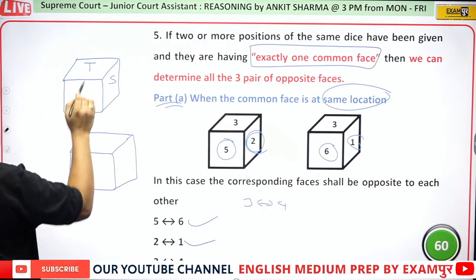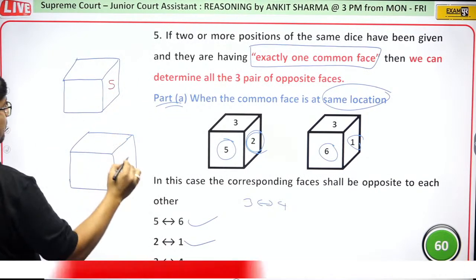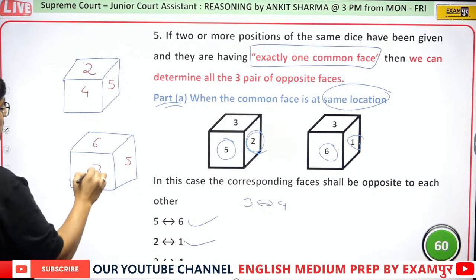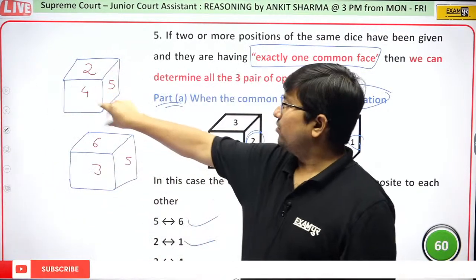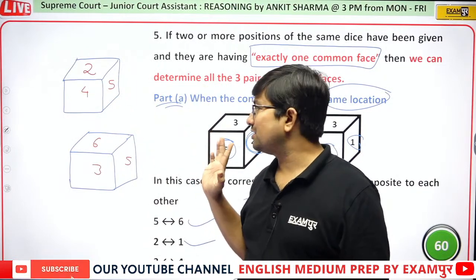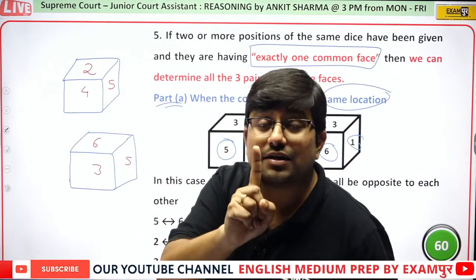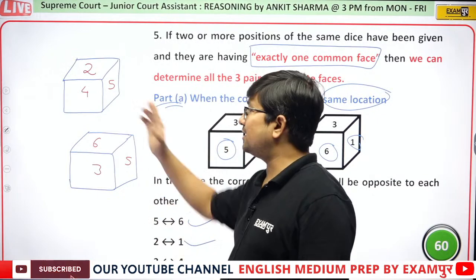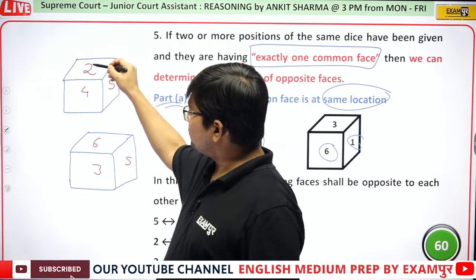Okay, now see, my dear students. Now suppose 5, 5, 6, 2, 4, 6, 3. Now this is given. Two or more positions of the same dice are given and they are having exactly one common face, that is 5. And that common face is at the same location, that is at the side. So opposite to top is top.